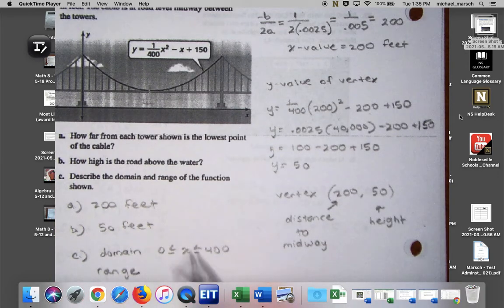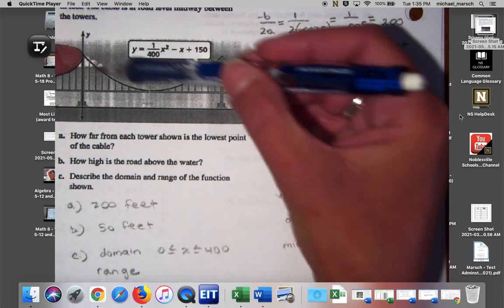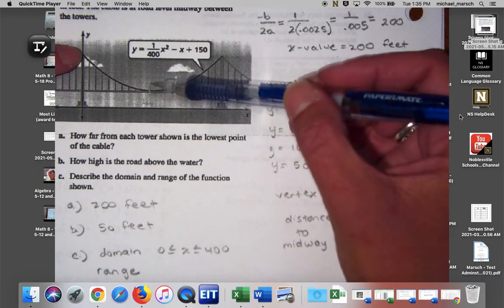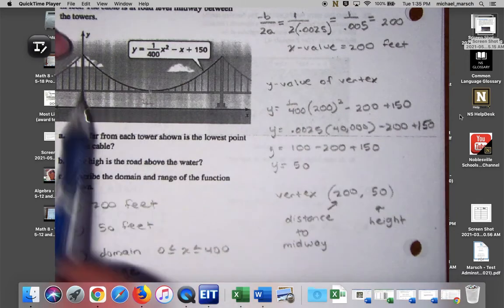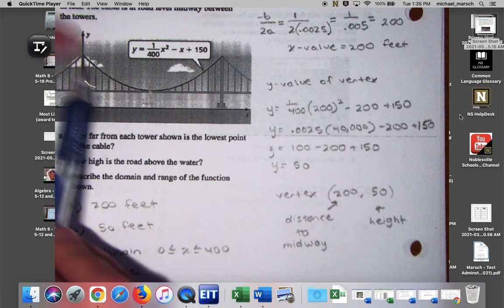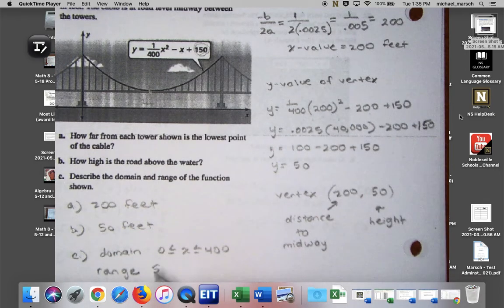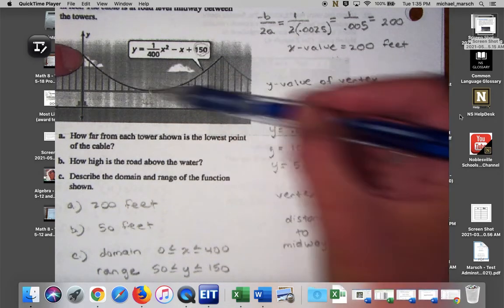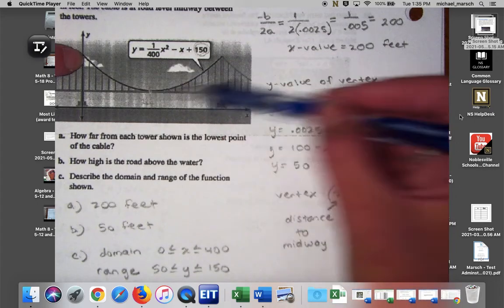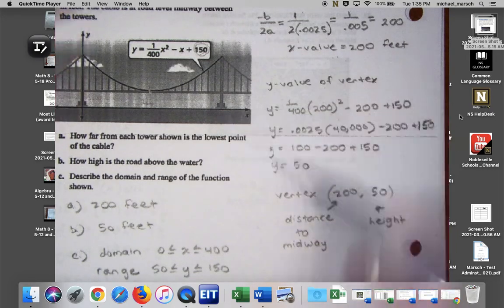Our range, remember we're talking about this darkened parabola. So we know that this is at 50. And what is our y-intercept of our equation? 150. So our range is going to be between 50 and 150. So our parabola is anywhere in between here and here. That's our domain and our range.